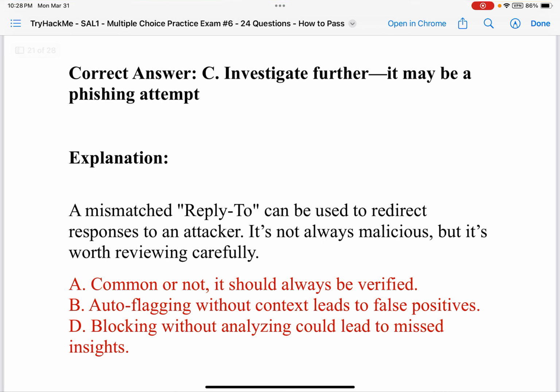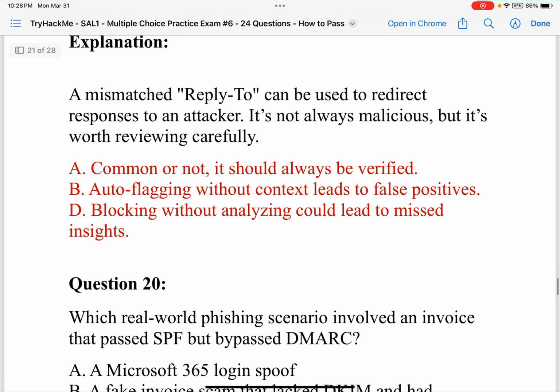And there's a red text. You know what to do. Pause the video and read over why they're incorrect. Question number 20.